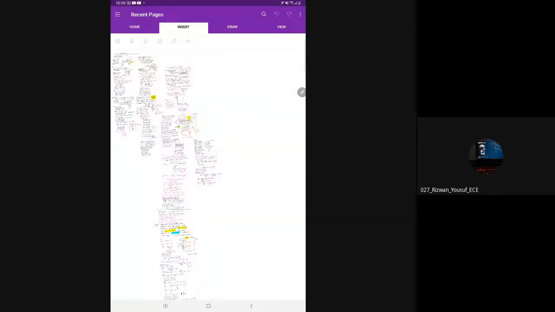MOSFET चाहे आप सैचुरेशन रीजन में काम कराएं या इसको ट्रायोड रीजन में, इसकी एप्लीकेशन ट्रायोड रीजन में भी है, इसको सैचुरेशन रीजन में भी है. You have a course of VLSI design, उसमें MOSFETs को बहुत अच्छे तरीके से पढ़ाया जाएगा.